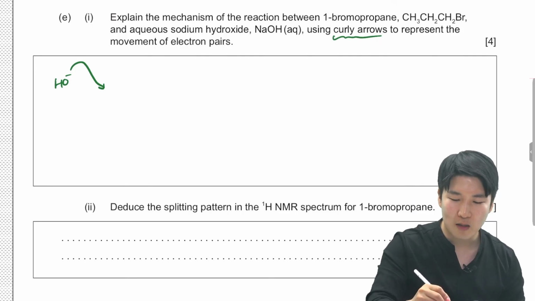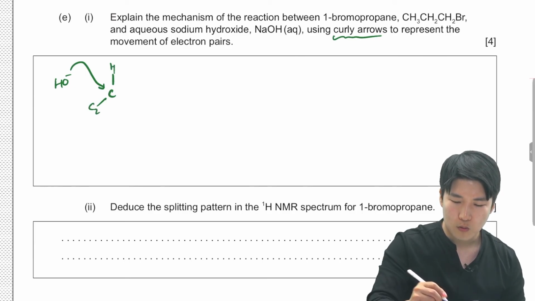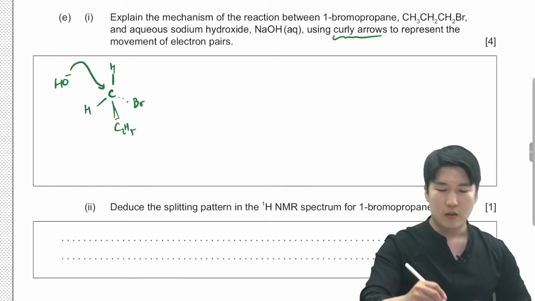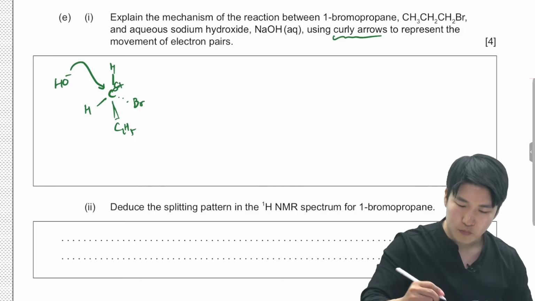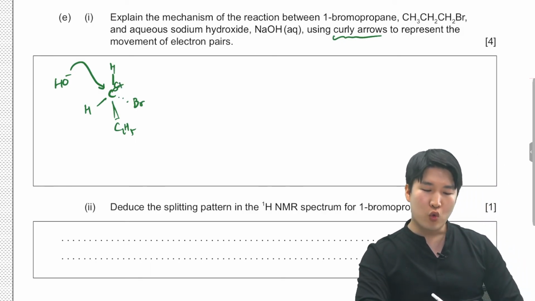The halogen alkane being 1-bromopropane, we need to draw 1-bromopropane as such. Let's make sure we have drawn 1-bromopropane correctly.